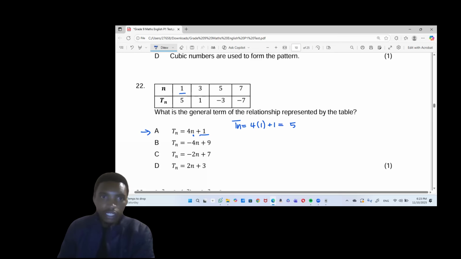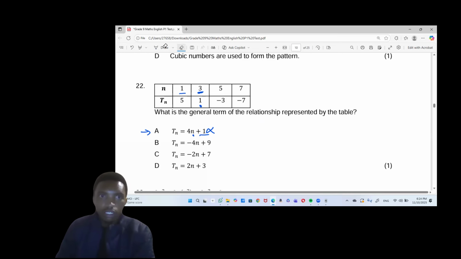Yes, it is 5, correct? And then let's take the second one now. Let's say Tn is equal to 4, at the place of n, I'm going to put 3 now, plus 1. Are we getting a 1? No. So meaning this one is not correct, right? So now we're going to test another general rule.